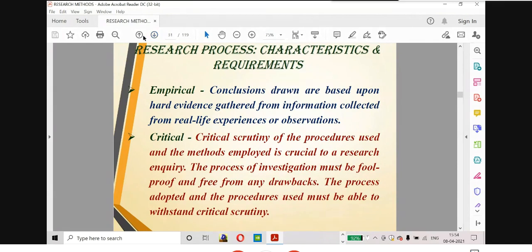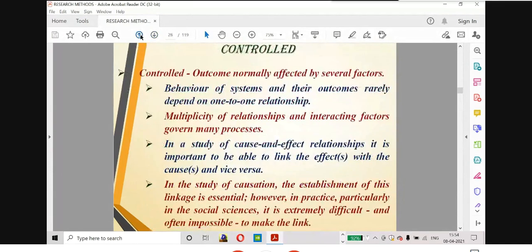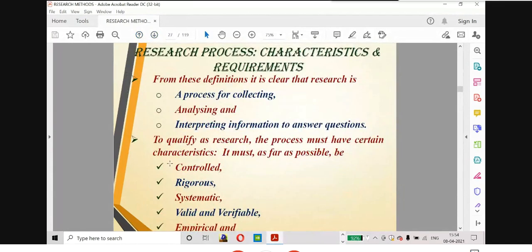So these are the six characteristics of research. What are the characteristics? These are the six characteristics. You have to explain these things.